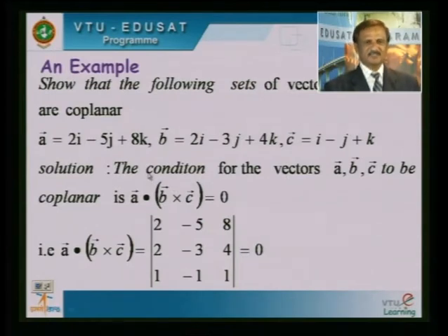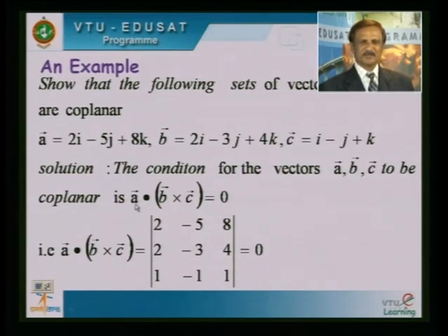Then what is the condition to be satisfied by the given 3 vectors, namely A, B, C, is it clear? The condition for the vectors A, B, C to be coplanar is A dot B cross C is equal to 0. And you are already familiar with how we calculate A dot B cross C. Just now I have explained how we calculate A dot B cross C. It is very simple, they have given 3 vectors, you want to calculate A dot B cross C, you can write down the determinant, is it clear?